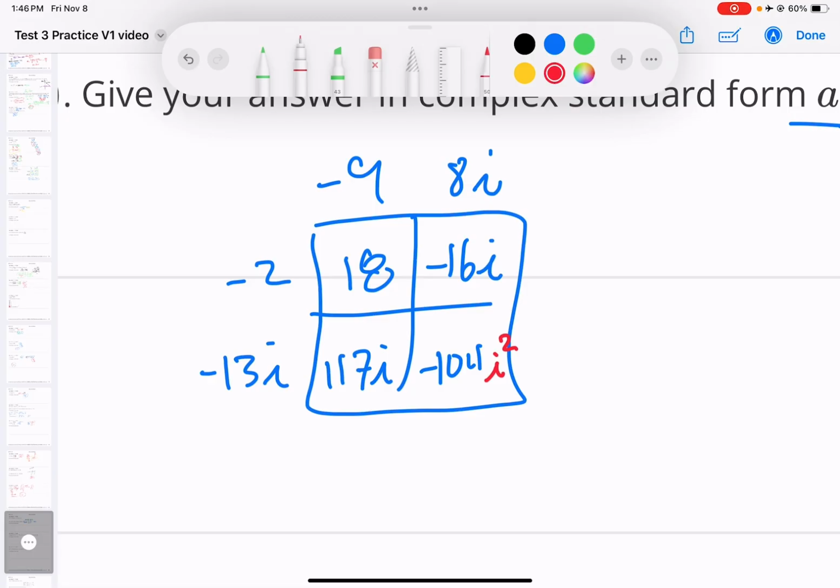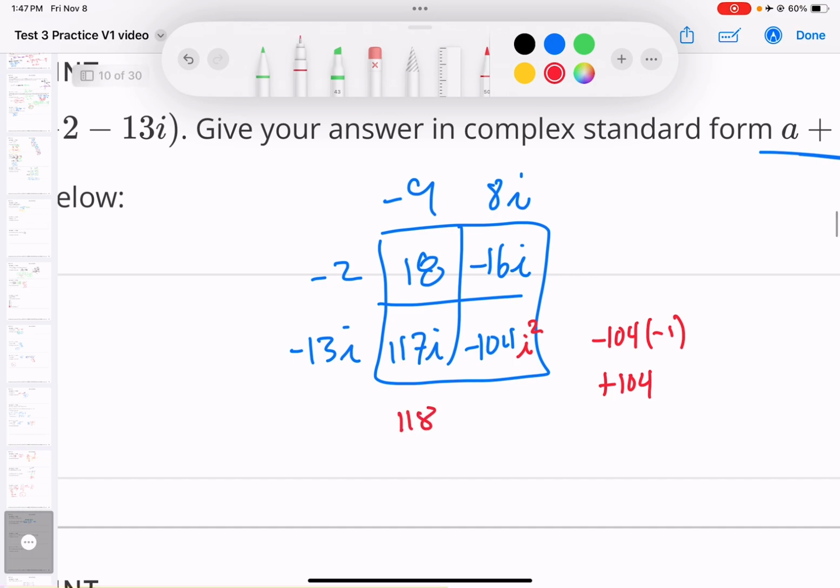Okay, but what does i squared equal? Well, it equals negative 1. So negative 104, wow, that's not right. Negative 104. And then because i squared is negative 1, well, that's just a positive 104. So I got 118 plus 104. And then I combine those two. That's going to give me a 101i. Add these together. I got 222 plus 101i.